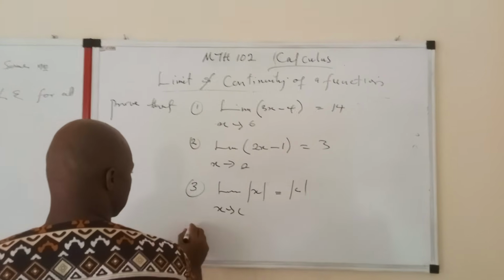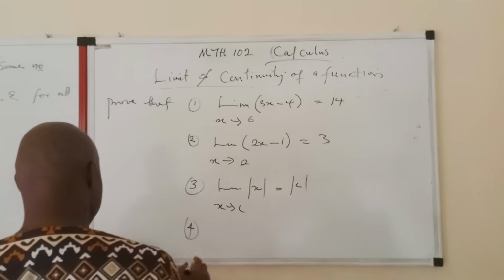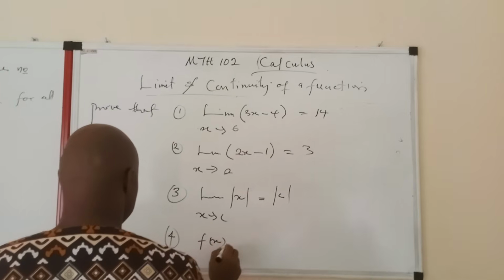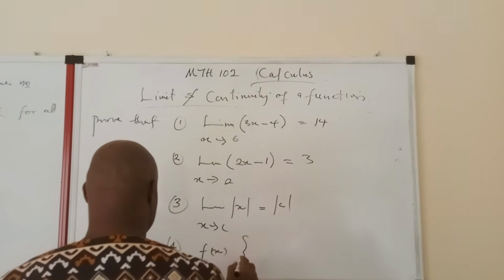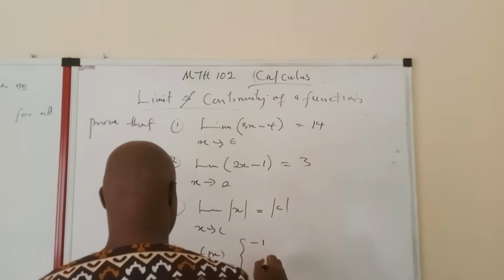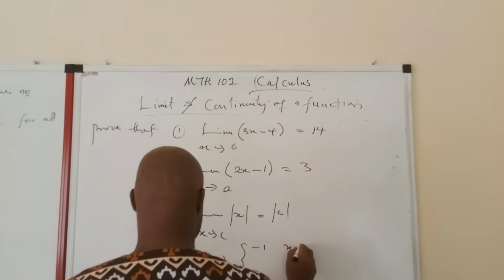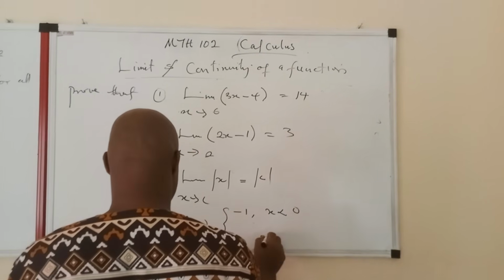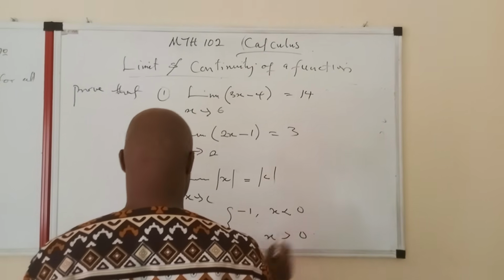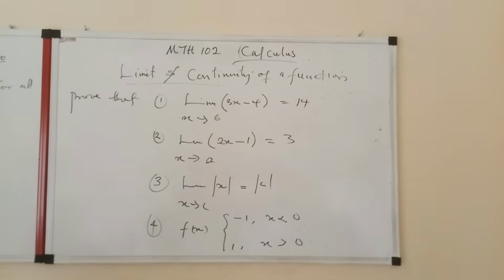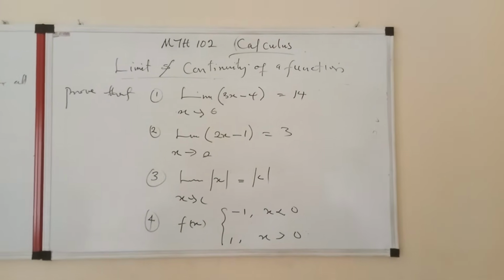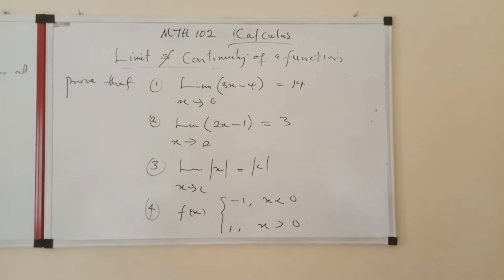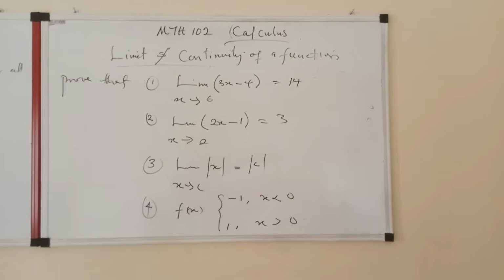Then let's consider another one, a different type. Let's say the limit of the function f of x, where in this case f of x is a piecewise function where we have -1 for x less than 0 and 1 for x greater than 0. Now, for us to demonstrate the definition that we have given using this example, we say: prove that the limit of that function is 14 when x tends to 6.